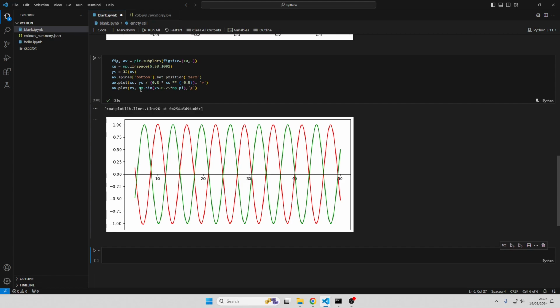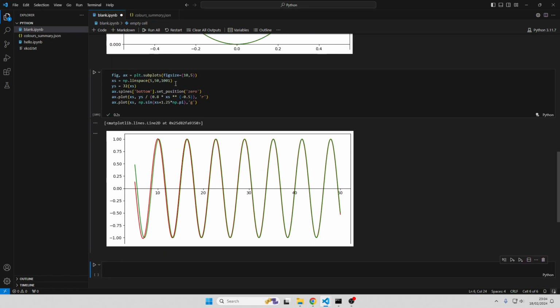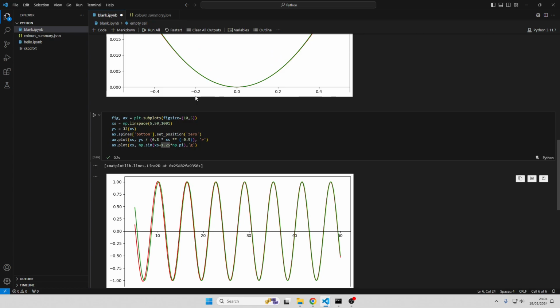So we do 1.25 pi. If you shift by pi, that will change the sign. Okay, so now you can see that if you shift by 1.25 pi, then the oscillations seem to match up. So putting this together, we can see that.